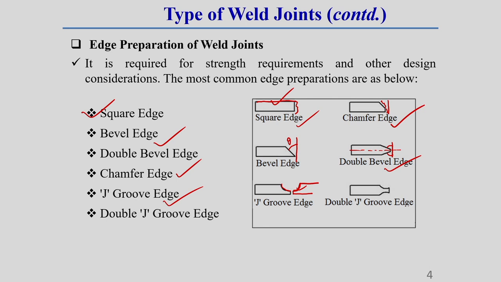Once the plate thickness is higher, then we can make double J groove S preparation. That means on both sides of this plate we can make a J groove. As we are making two different grooves, one on each side, that is why it is called double J groove S preparation. So, these are the very common S preparations which we generally use depending upon the plate thickness and the situation. These are required for strength requirements and some design considerations.